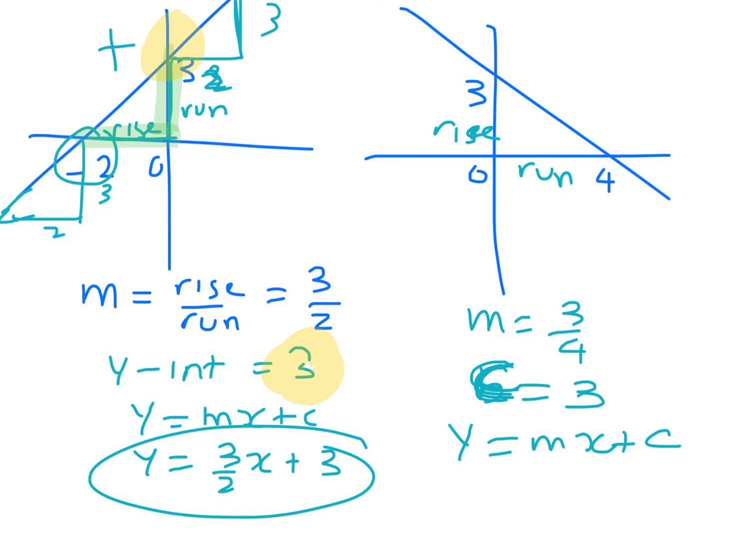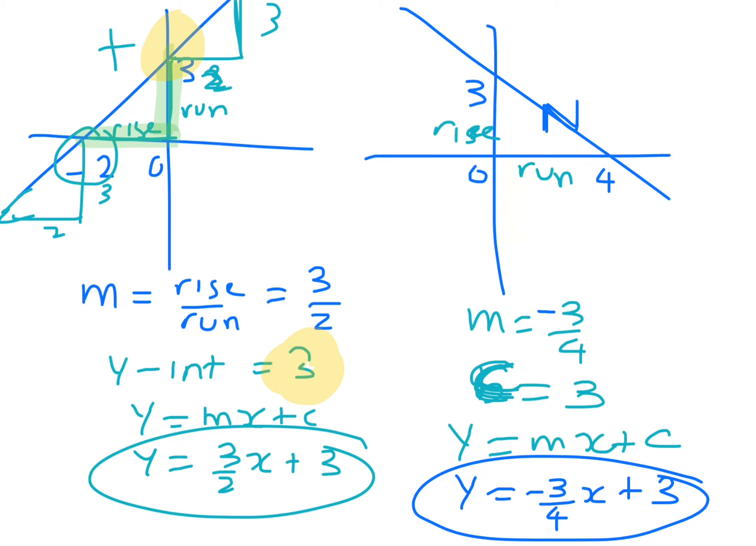Now, I have made one little mistake. Will you spot what that is? That's right, that's a negative gradient. So that actually needs to be minus 3 on 4. So it's y equals minus 3 on 4x, and then plus the y-intercept, which is 3. So that's your two equations.